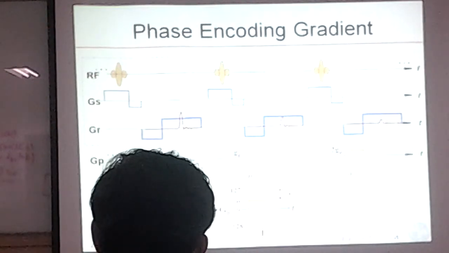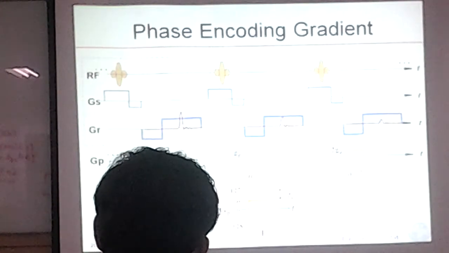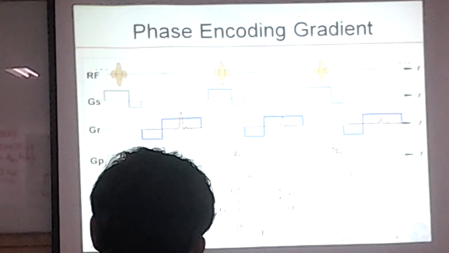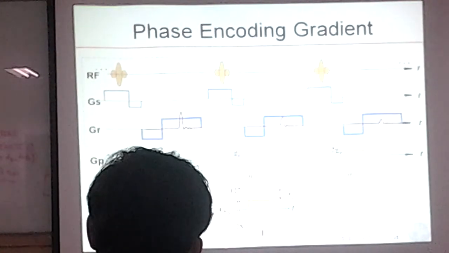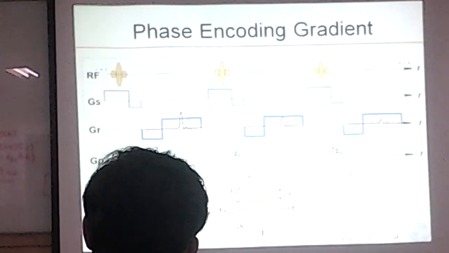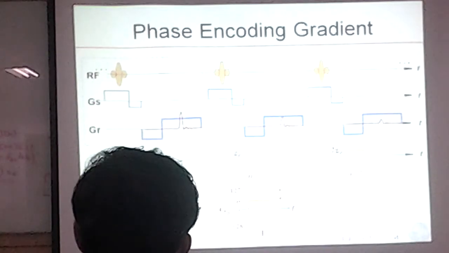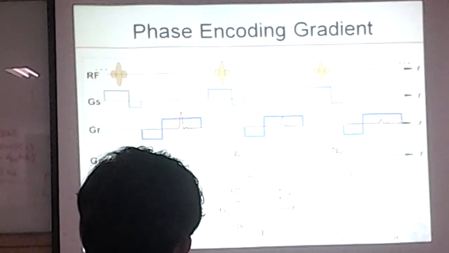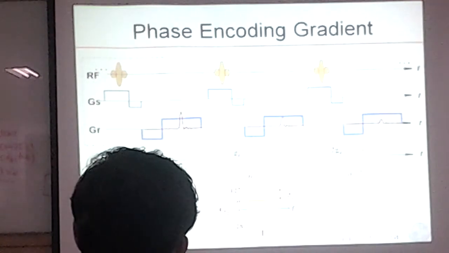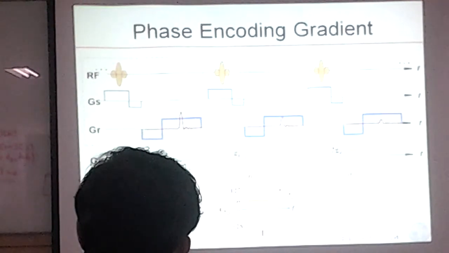For gp, gp means the step of the phase encoding gradient. And n is the index of the phase encoding gradient. The range of n is from minus 128 to 127. This one is a step of the phase encoding gradient amplitude. So this is fixed. So the phase encoding gradient strength is multiplied by small gp and n.